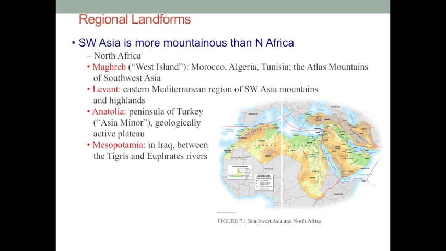Please pay attention to four major physiographic regions or subregions within the area that we're studying. That is the Maghreb in the west of Morocco, the Levant, which essentially is the area associated with the Jordan River Valley, the Anatolia Peninsula in Turkey, and of course Mesopotamia, which is the basin of the Tigris and Euphrates rivers.